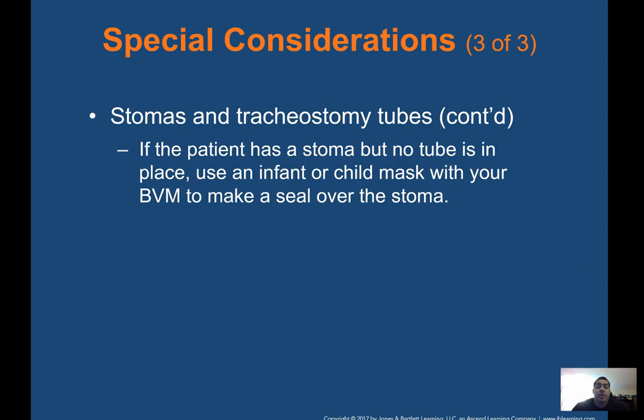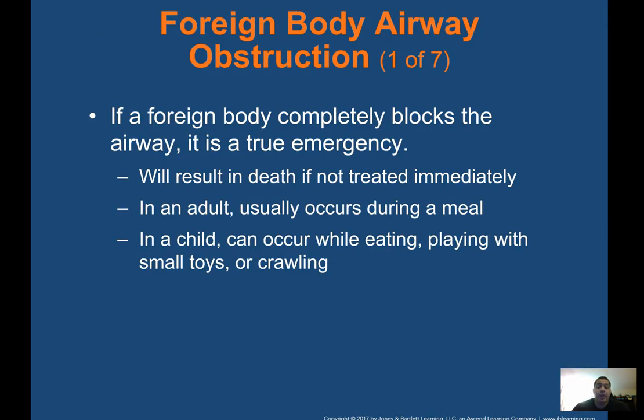If the patient has a stoma but no tube is in place, use an infant or child mask with your BVM to make a seal over the stoma. So remember I talked about C-collars, right? If it's too big on an adult, what can you use? You don't want their neck bouncing around if you think of possible spinal injury. You go down, you use a pediatric C-collar. So this is the same thing. You use an infant or child mask to make the seal over the stoma if there is no tube in place already.